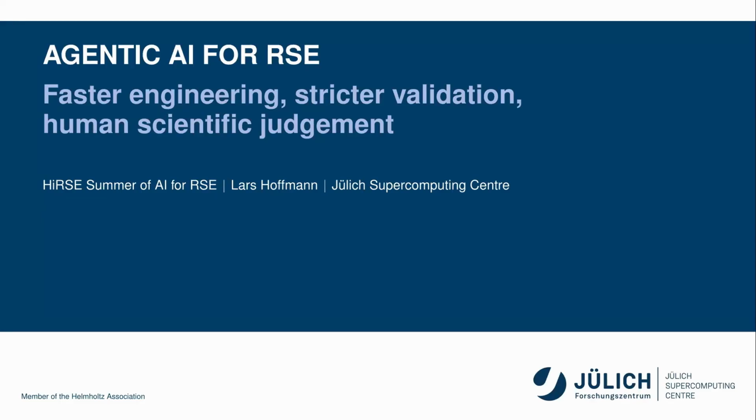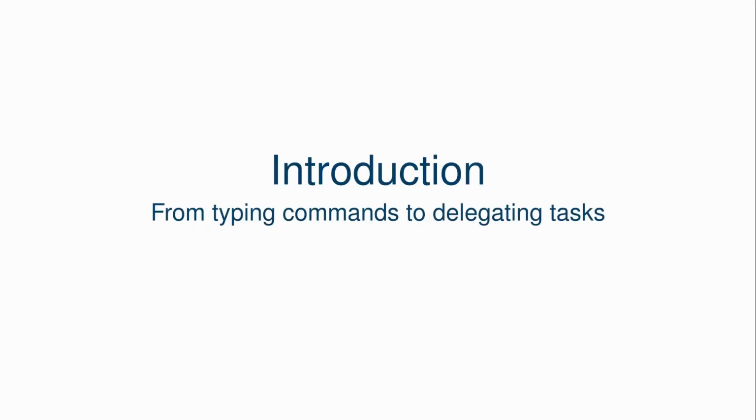So this talk is about Agentic AI for research software engineering. It is concerned with faster engineering, stricter validation, and human scientific judgment. Let's start with the introduction, from typing commands to delegating tasks.